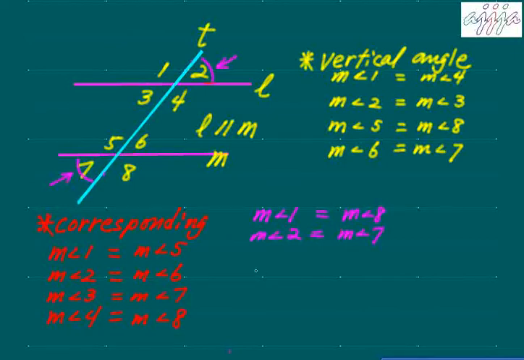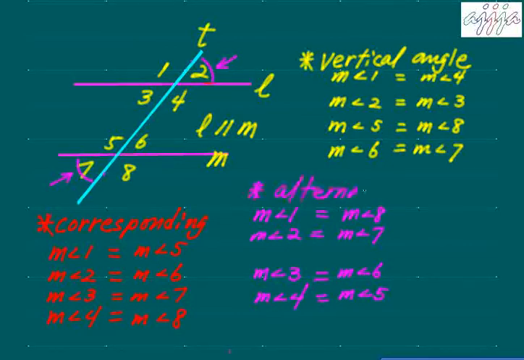Alright, so what about measurement of angle number three? See, angle number three is equal to, see, three right here, then six, right? Okay, measurement of angle number six. Then measurement of angle number four is the same as angle number five. That's right.